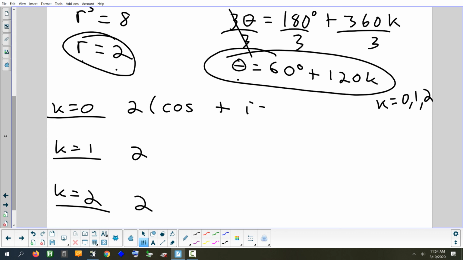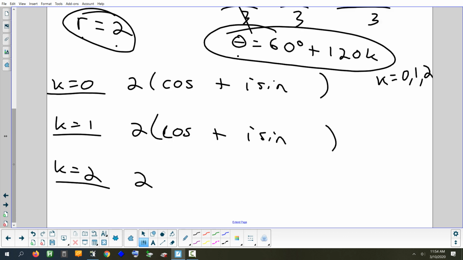Cosine, i sine. Cosine, i sine. Cosine, i sine. Okay, so let's start with 0. What's 120 times 0 plus 60? There's your first angle, 60.